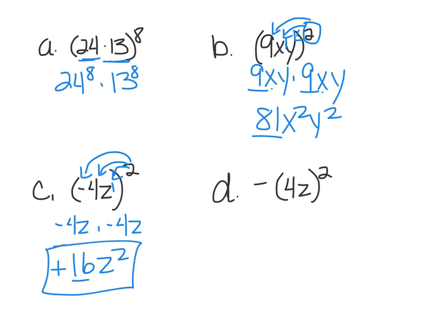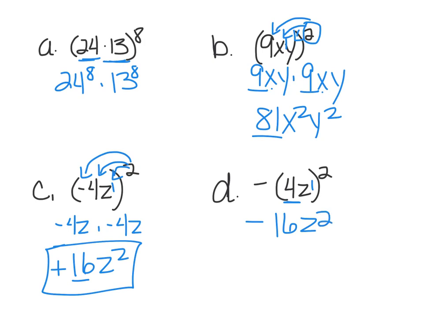This is different than example D, where the negative sign is not included in your group inside your parentheses. That means the negative comes straight down, and that square does not apply to it. It only applies to the 4 and to the z. So you have 4 squared, giving you 16, and z to the 1 squared, resulting in z squared.